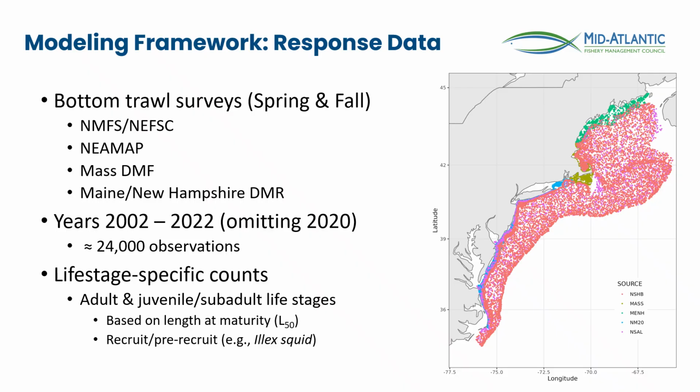Biological observations, or catch data, that inform the model come from 4 different bottom trawl surveys, with the NMFS spring and fall surveys supplemented with nearshore observations from the NEMAP survey, as well as the Massachusetts and Maine, New Hampshire state surveys. It's fitted to 20 years of data comprising about 24,000 distinct observations. And to account for stage-specific differences in habitat use, each species, with the exception of rare ones, is modeled as 2 distinct groups, adults and juveniles or subadults, with individuals assigned to life stages based on length and maturity data from the literature.